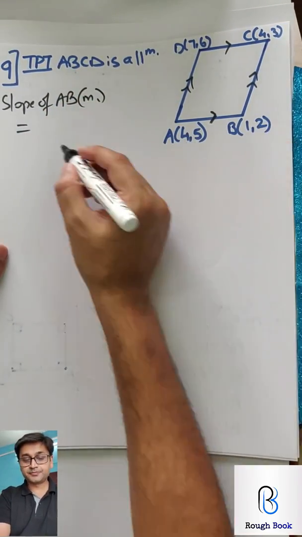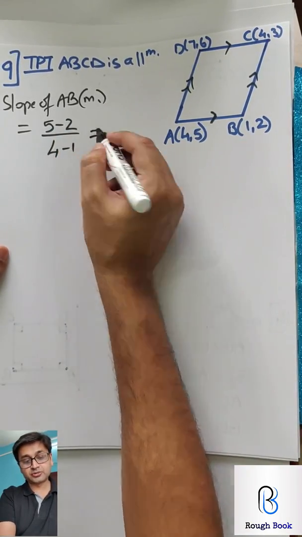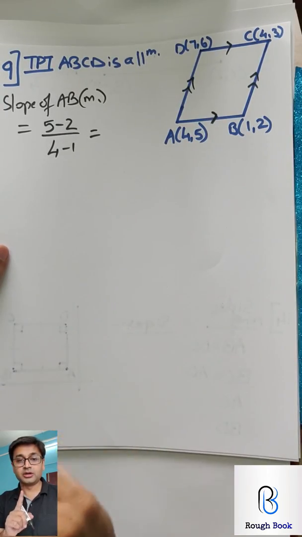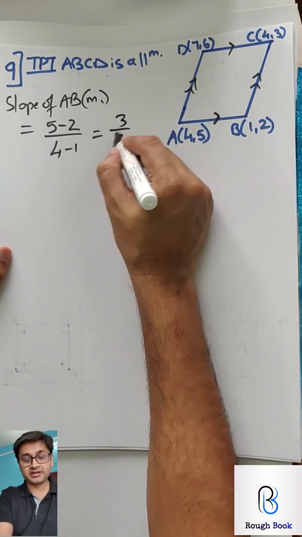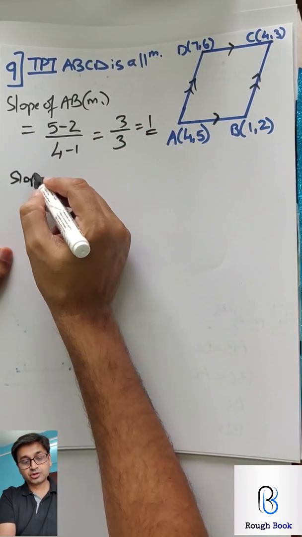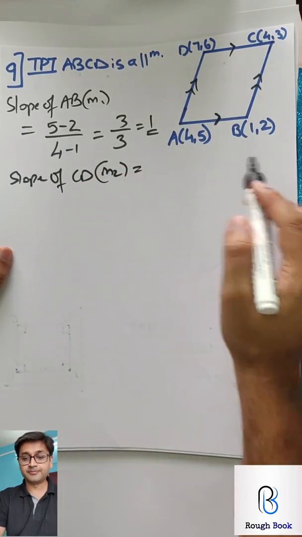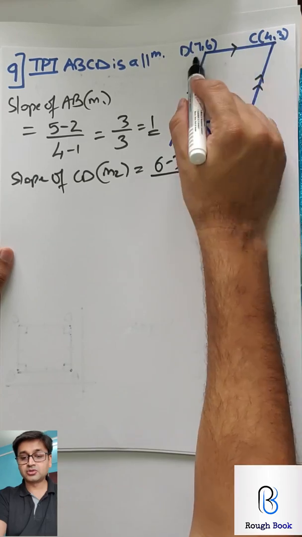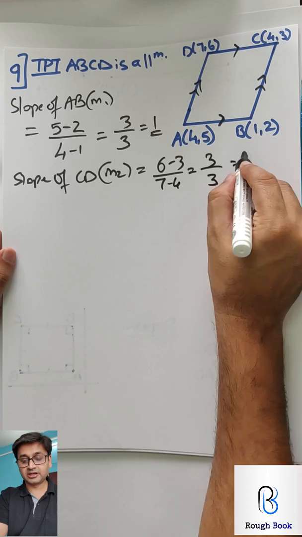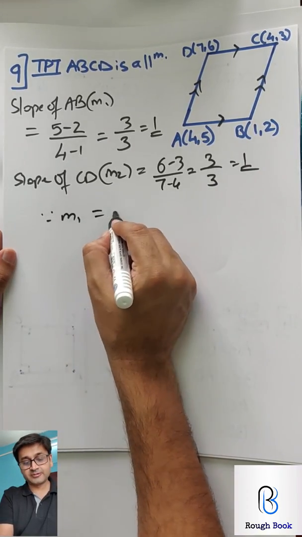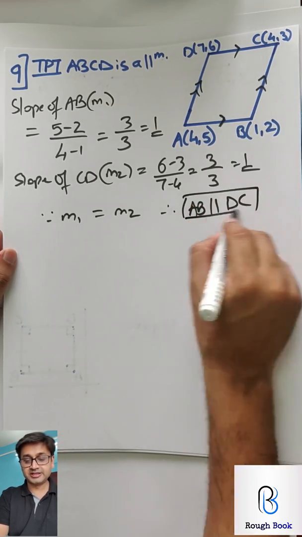Okay. So this 5 minus 2 and 4 minus 1. Always take y in the numerator, don't take x, otherwise you will mess up. So 5 minus 2, 4 minus 1. So that's 3 by 3, which is 1. You should get the same slope for CD, M2. Let's find CD. So it says y2 minus y1 and x2 minus x1. So again I get 3 by 3, which is 1. So since M1 is equal to M2, therefore AB is parallel to DC.